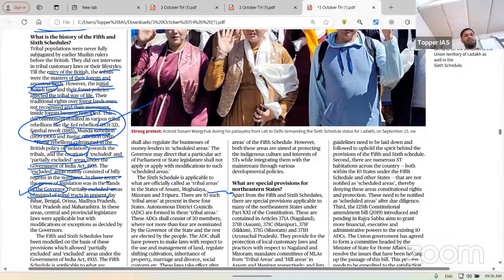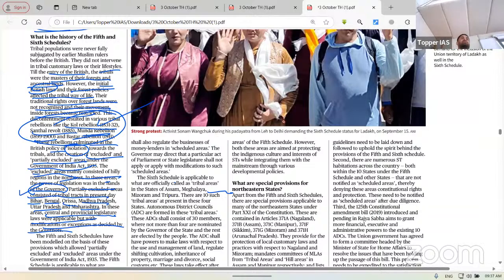states, not the northeast, but other states like Bihar, Bengal, Odisha, Madhya Pradesh, Uttar Pradesh, and Maharashtra. So these states had partially excluded areas. Understanding this, excluded areas were where? In the northeast, where the legislation was conducted by the governor. In partially excluded areas like Bihar and other areas, central and provincial laws were applicable, but with modifications or exceptions as decided by the governor.